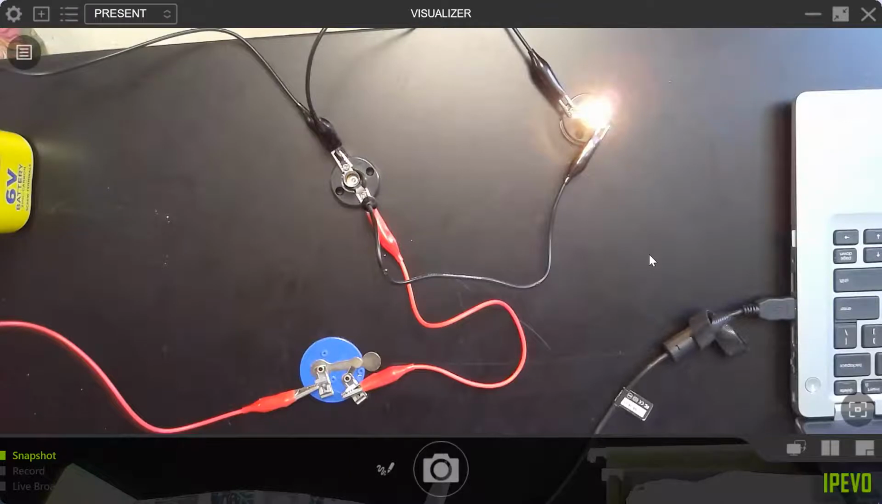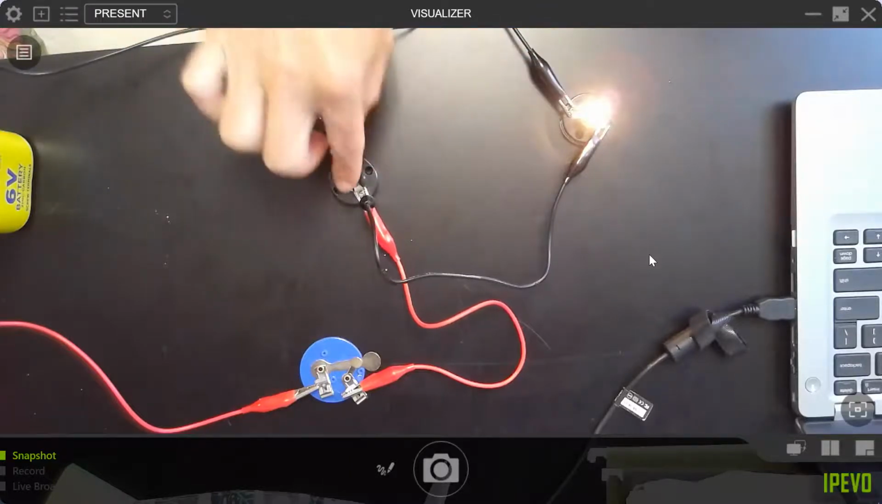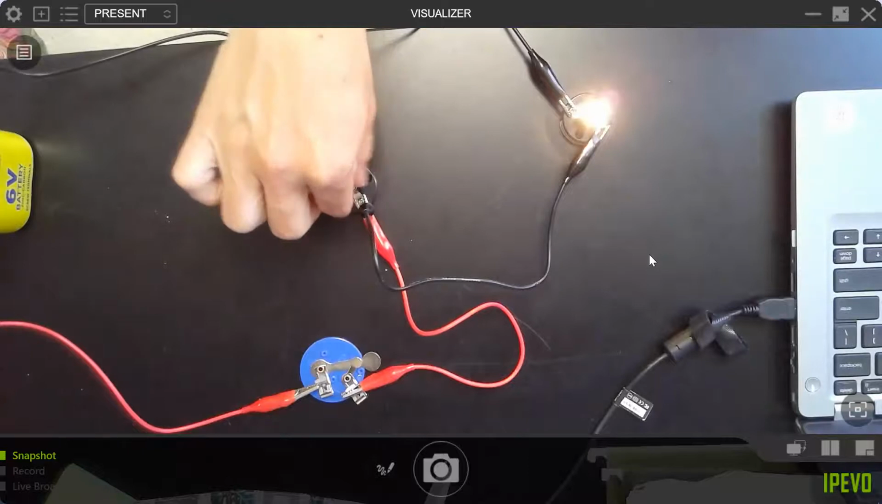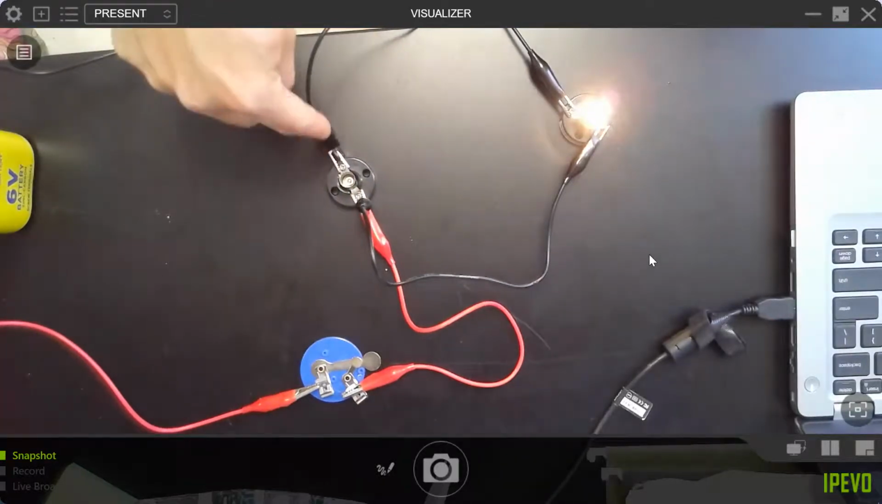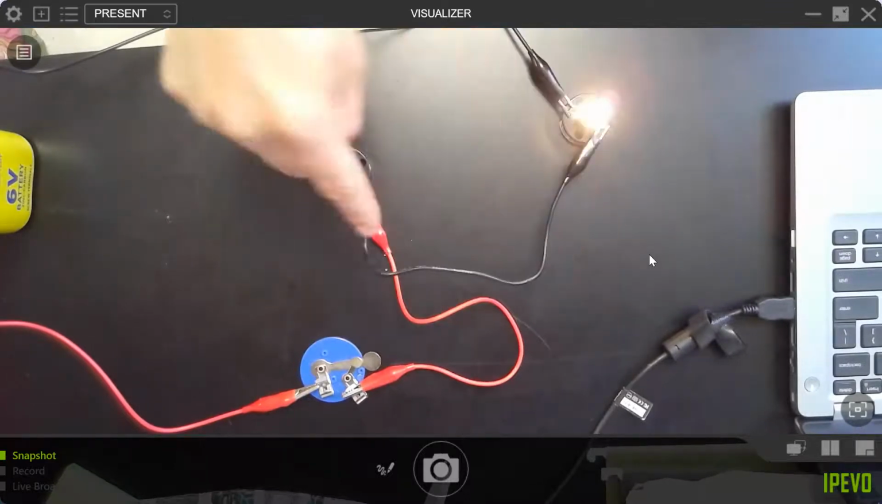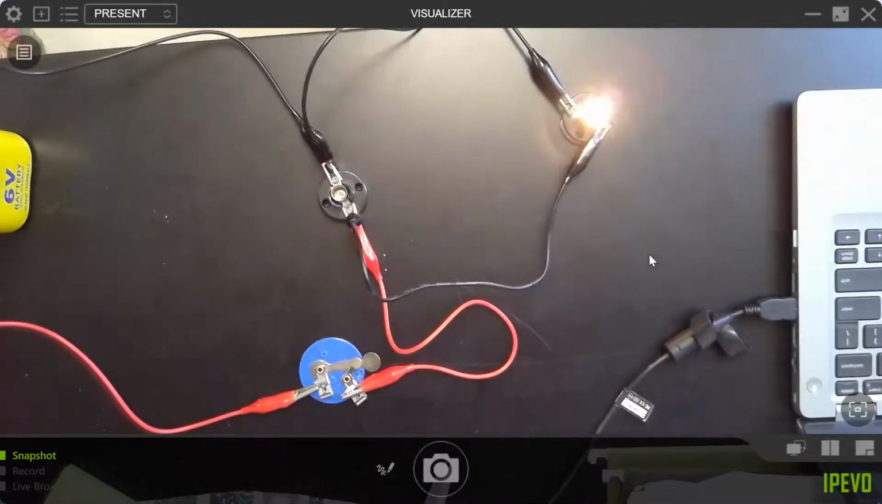That's because even though this part of the path is broken and open right now, the electrons can still flow with a complete circuit all the way around this way. They can go around that opening.